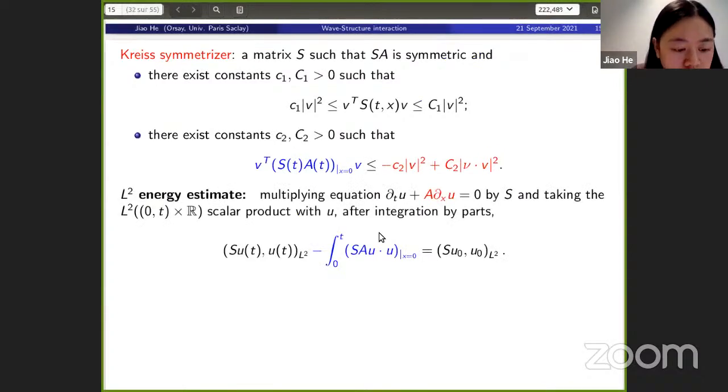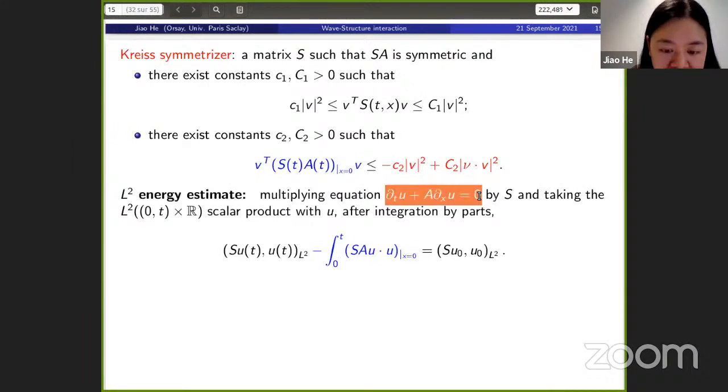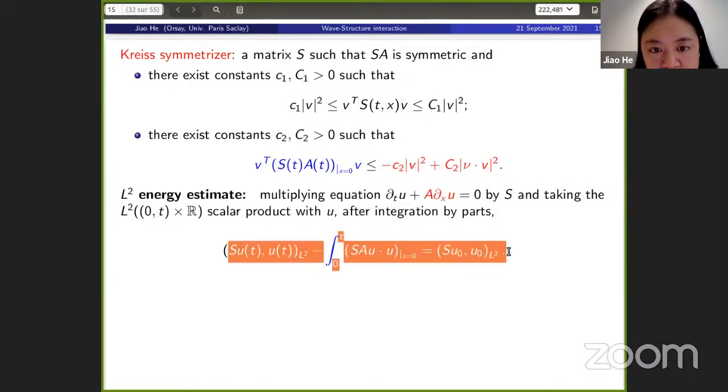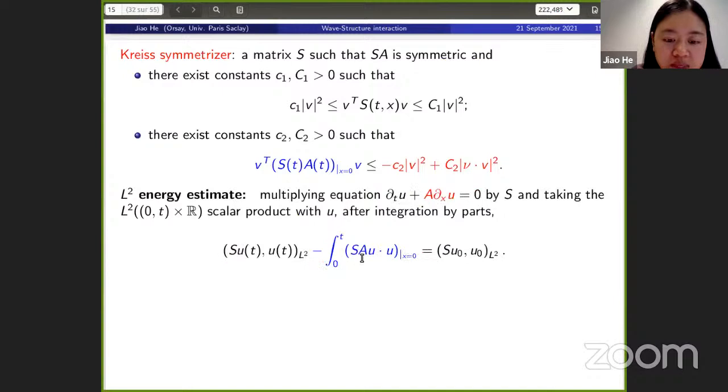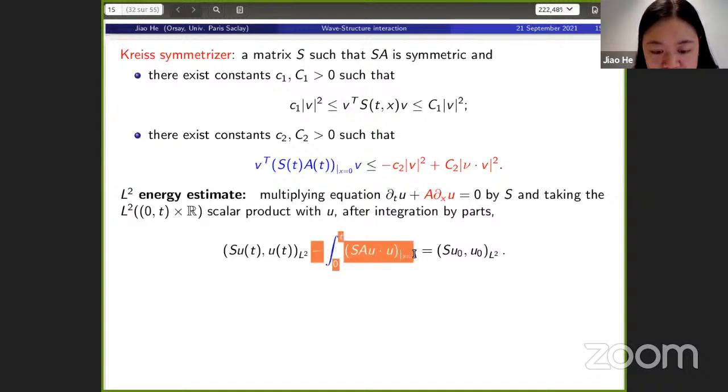You just free ratio symmetrizer such that SA is symmetric with the first condition. But if we do the L2 energy estimate, we multiply this equation by S, and by taking the L2 scalar product with U, and after integration by parts, we get this equation, and you find that in fact in the full line, the red term will disappear. The blue term will disappear due to some cancellations. But in the half line, there is a boundary. There is a boundary term like this.